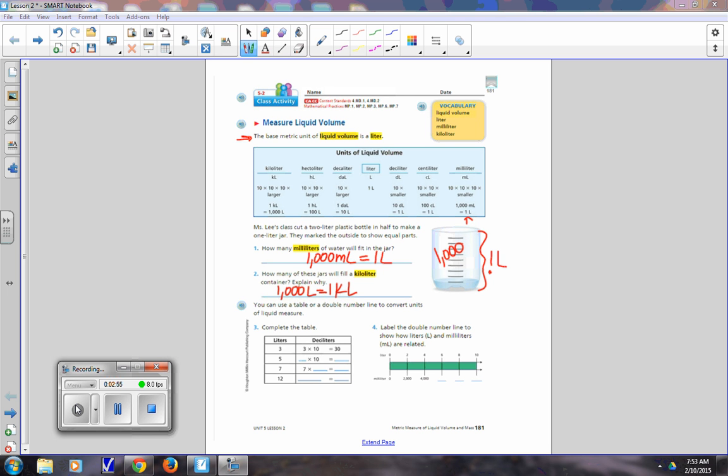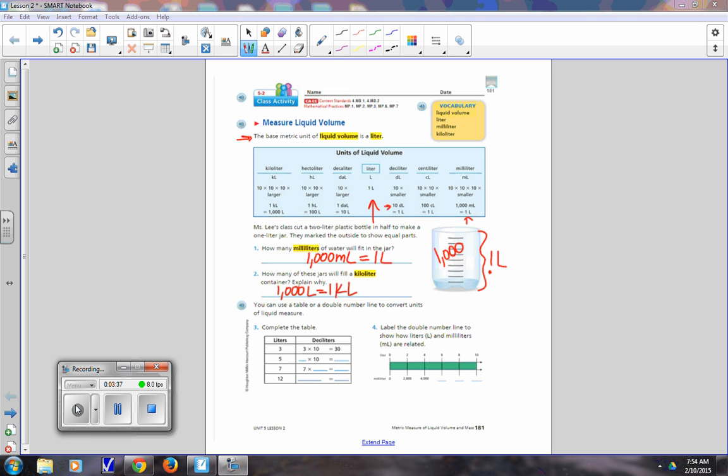So we're going to use the table down here and the number line to convert units of liquid measurement. Converting is just how many deciliters fit into a liter, or how many milliliters fit into a liter. That's all that converting is, getting it back to this unit. So if there are 3 liters, how many deciliters does it take to get 3 liters? Well, it's 10 deciliters per liter, and you have 3 liters, so it's 3 times 10.